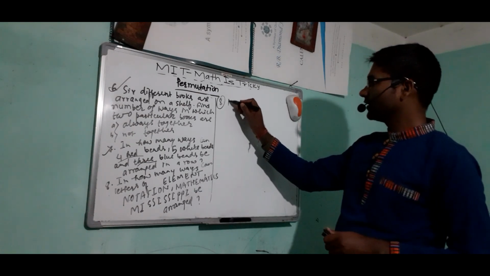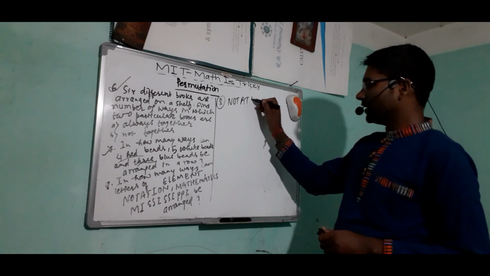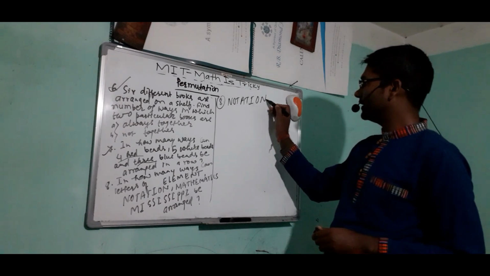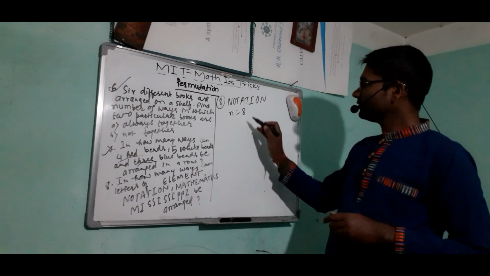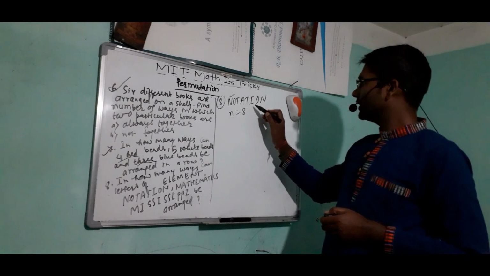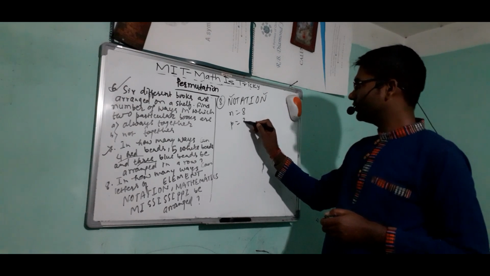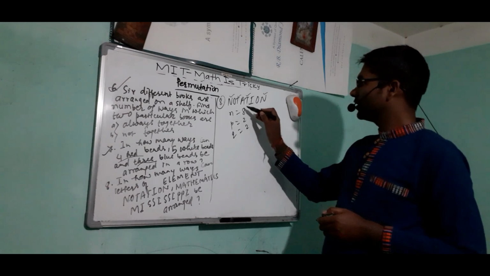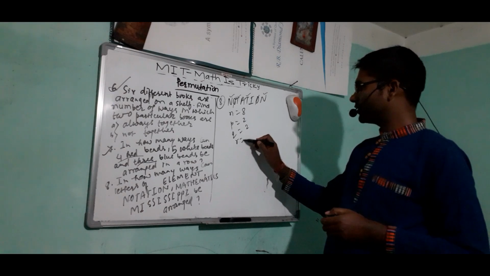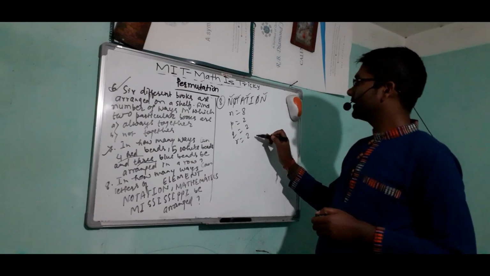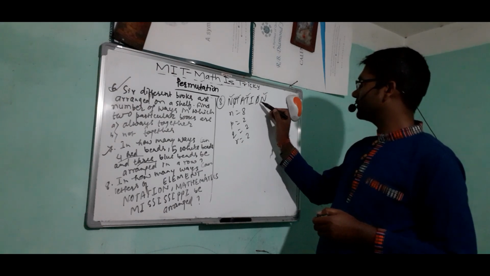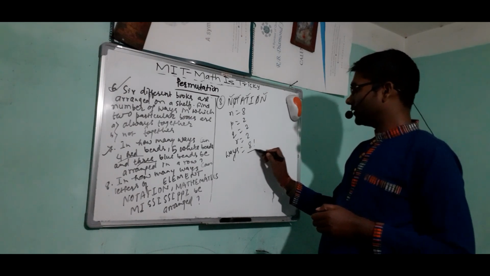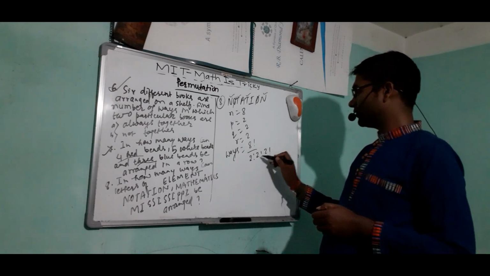So for NOTATION, 1, 2, 3, 4, 5, 6, 7, 8. So n equals 8. Now this N is coming 2 times, so p equals 2. Again T 2 times, so q equals 2. O coming 2 times, r equals 2. And now the others are different. You can see A is only one time, I is only one time. So required ways will be simply 8 factorial by 2 factorial, 2 factorial and 2 factorial.